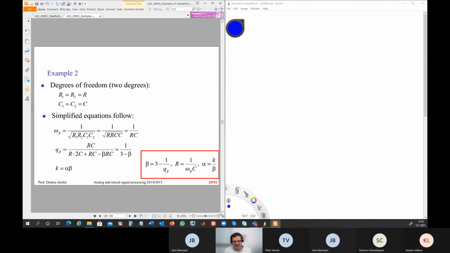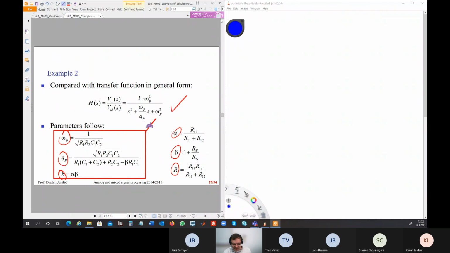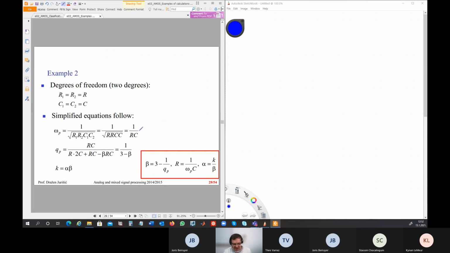If we choose equal resistors and equal capacitors, we have used only 2 degrees of freedom out of 4. And if we put them into our design equations, so R1 equal to R2, C1 equal to C2, then what we get is a much simpler form of the design equations. We have now more simple design equations. You see, everything is getting more and more simple.